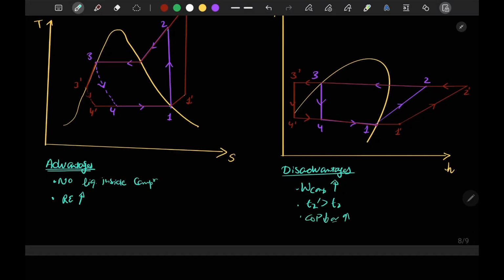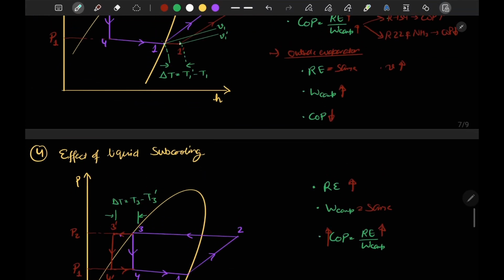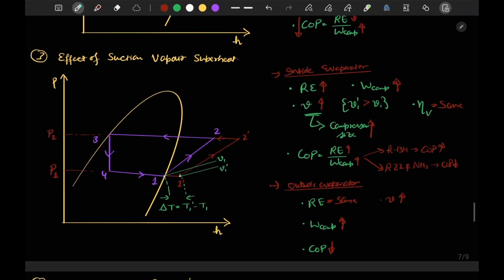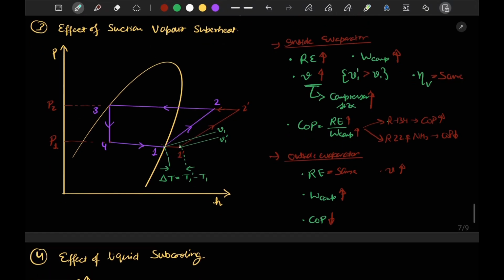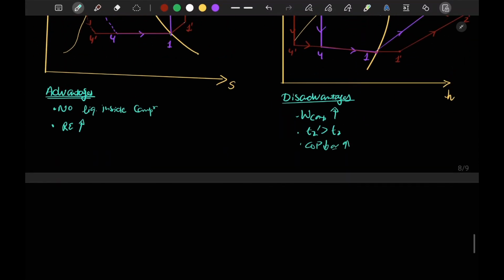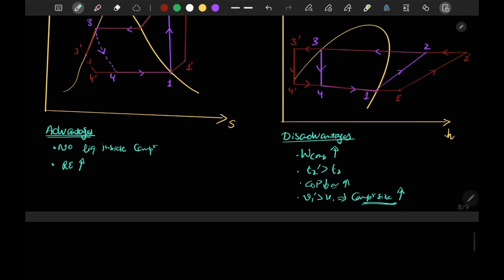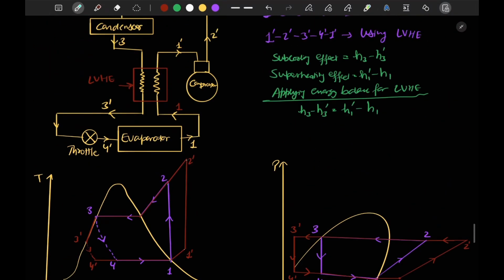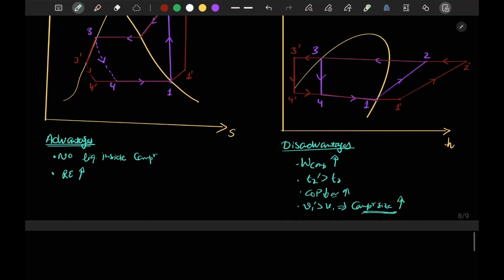The third point is COP might decrease or increase, anything can happen. As I told earlier, in case of subcooling, COP is increasing. In case of suction vapor superheating outside the evaporator, the COP is decreasing. So here it might increase or decrease, and nothing is sure. Also, since v1 dash is greater than v1, the compressor size will increase, a larger compressor is required. So these are a few advantages and disadvantages of your liquid vapor heat exchanger.